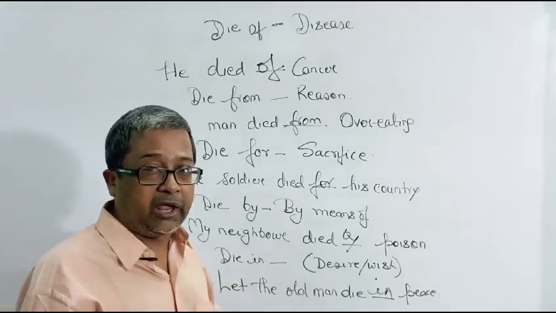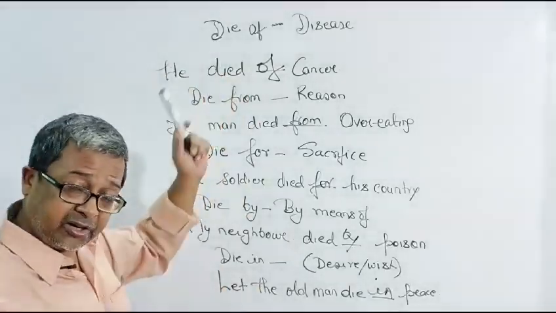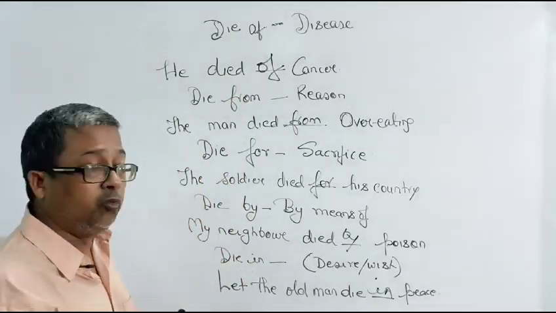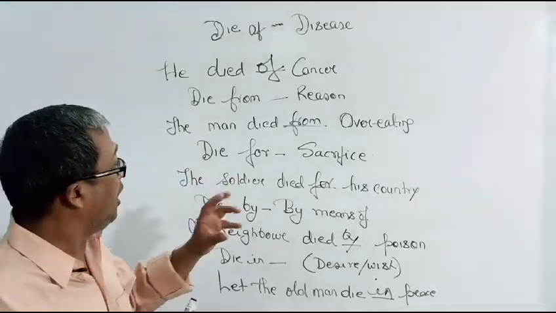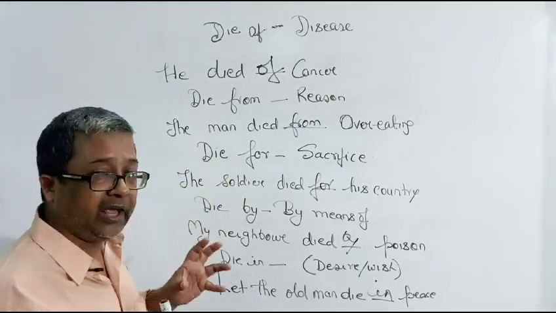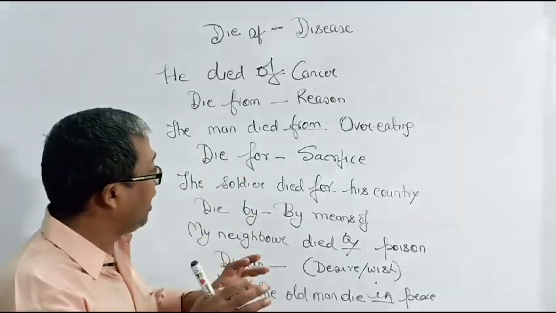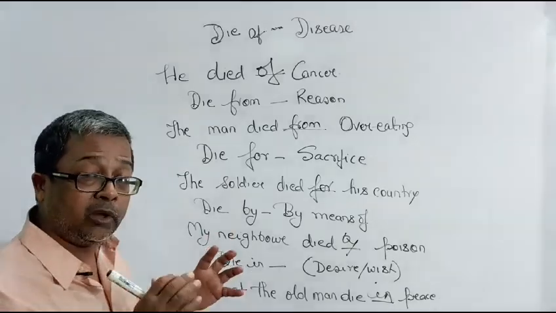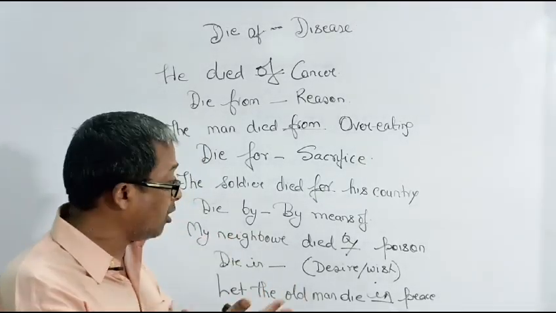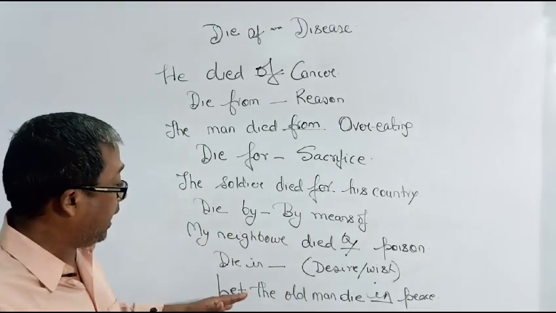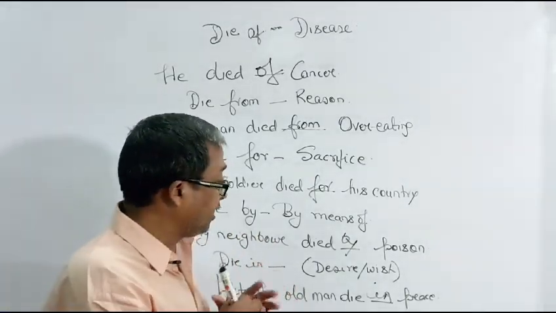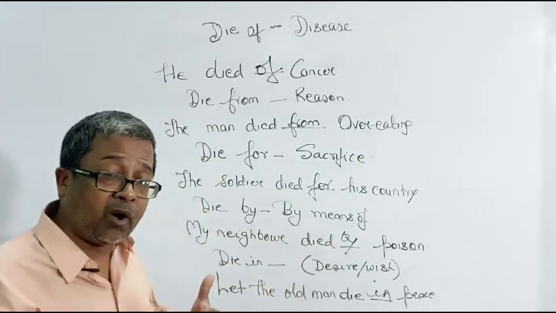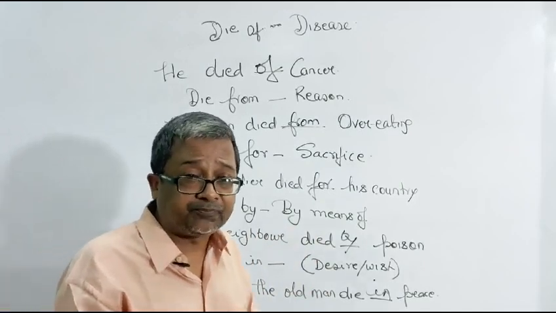So we have seen today that we can use of after die where we highlight a disease. We can use from after die when we are positioning the reason. We use for after die when we are highlighting sacrifice done by someone for something. We use by after die when we want to express by means of which the death happened. And finally we use in after die when we want to express the meaning of desire or wish of someone that the death happens that way.